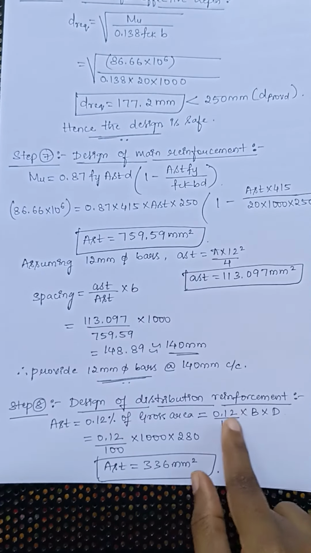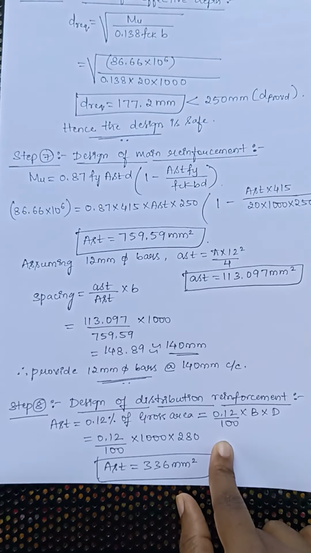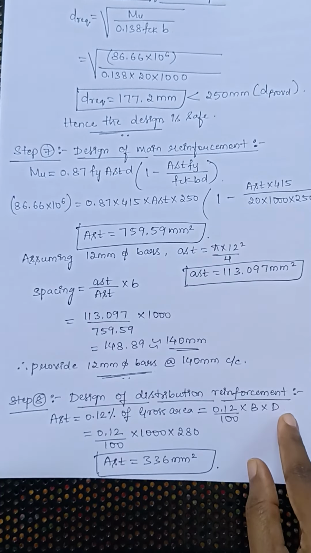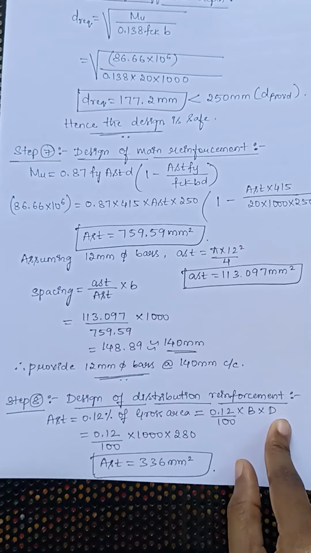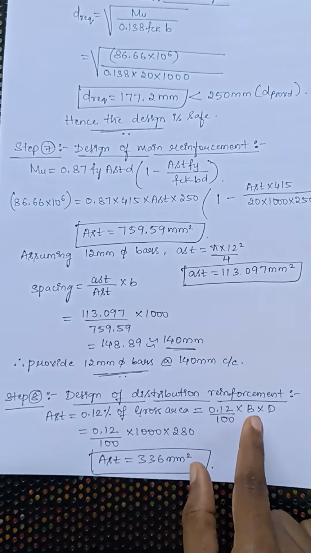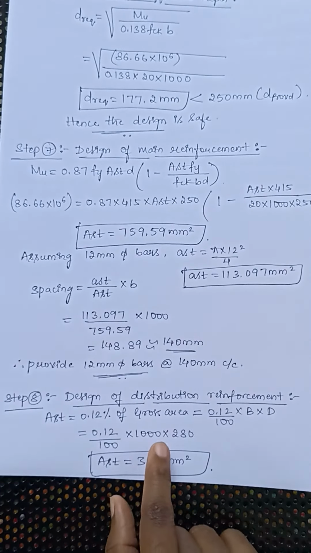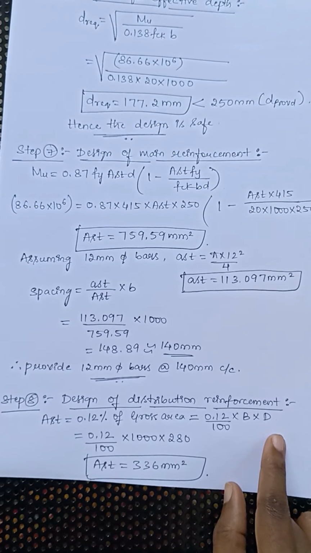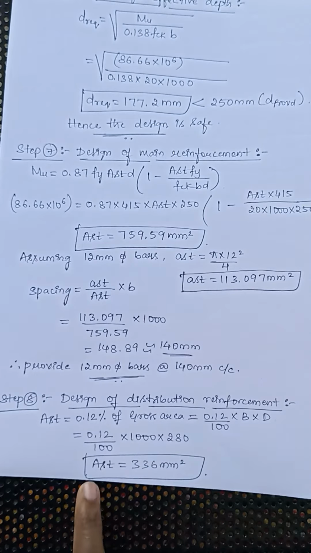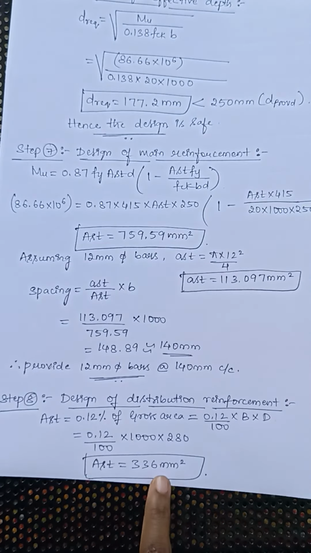0.12% means 0.12 divided by 100. That is multiplied by gross area, meaning B into D, where D is the overall depth. Here you keep 0.12 by 100 as it is. B represents the unit width, that is 1000, and capital D represents the overall depth. We got it as 280. Simplifying the whole thing, we get a value of AST as 336 mm square.